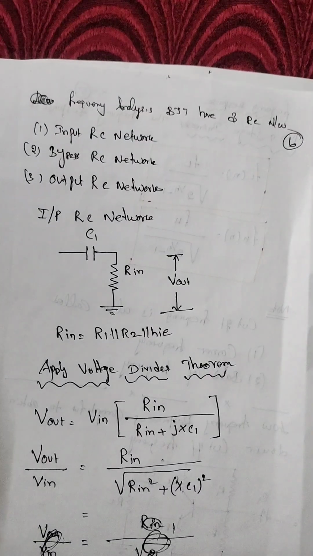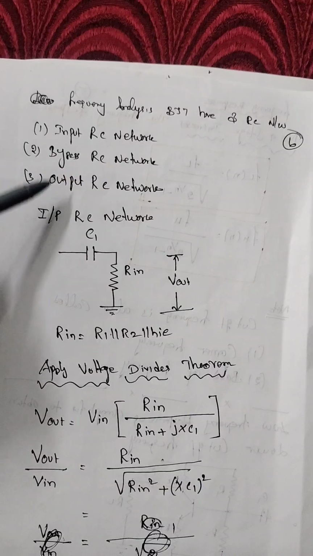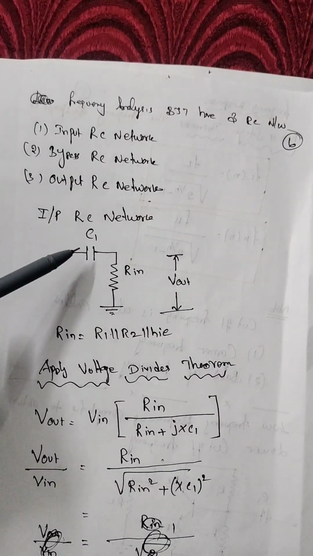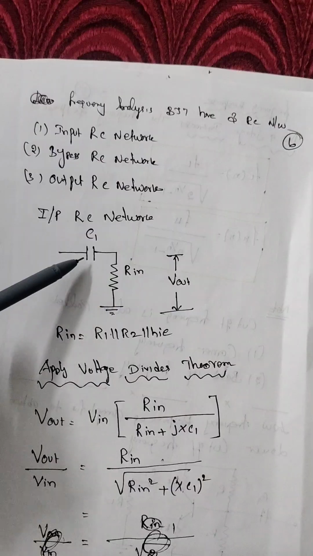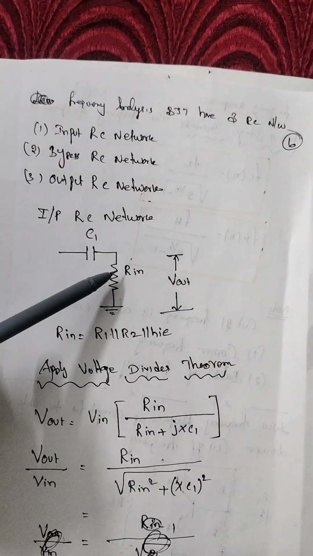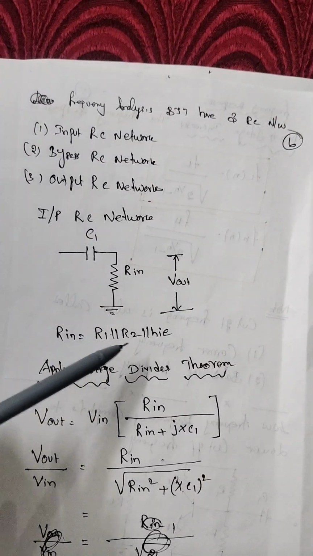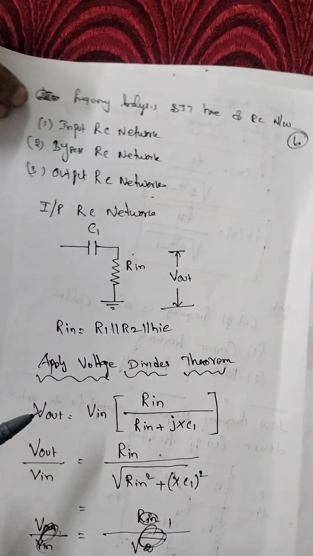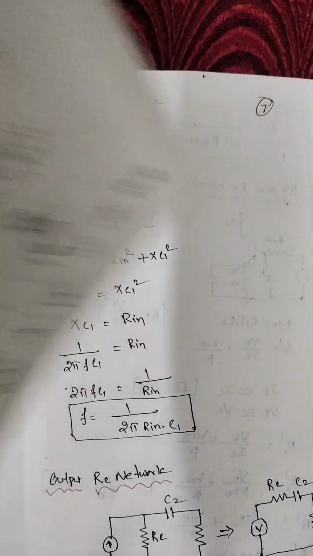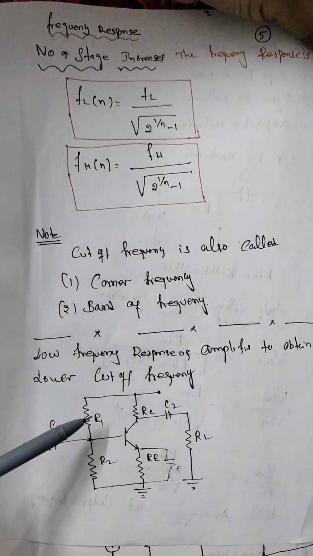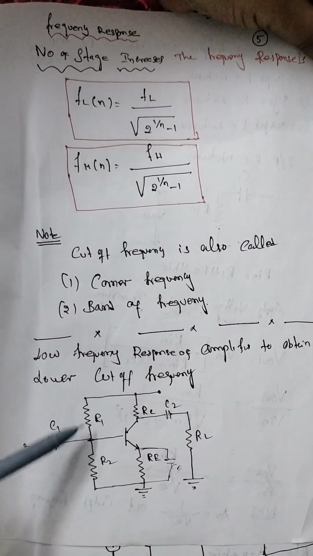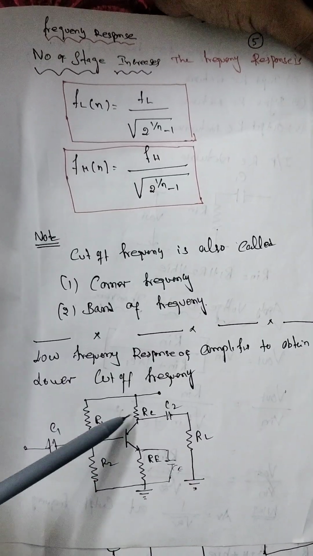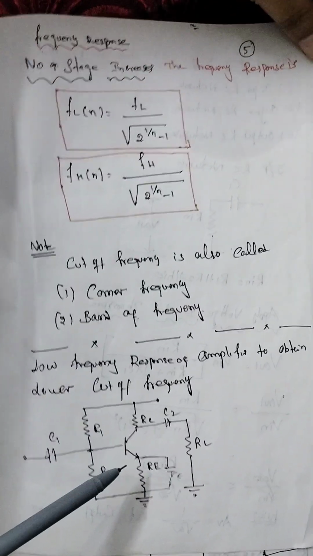See here, input RC network, output RC network, bypass RC network. What is the input RC network? What is this R in? R in is nothing but R1 parallel R2 parallel hie. We already told this. R1 and R2 are in parallel, and hie means the input impedance.